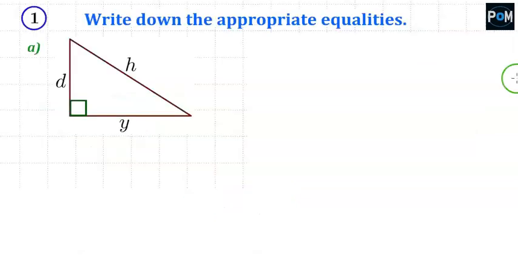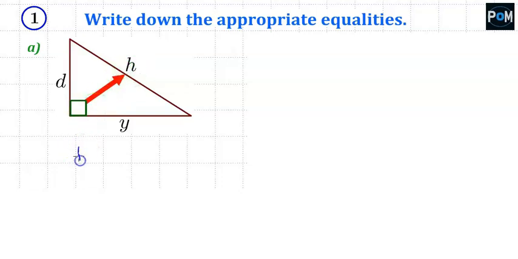Let's practice this in the first task. Here we need to write down the equations resulting from the Pythagorean Theorem for our triangles. In example A, we have such a triangle. It's important, it's a right-angled triangle. So if we have a right angle, we locate the hypotenuse opposite the right angle. It's right here. We have to start with the letter h.